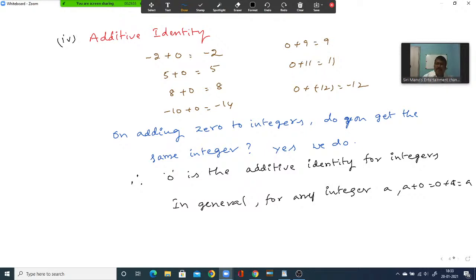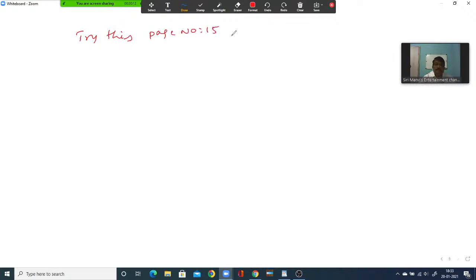Okay? Now I am going to do Try These problems on page number 15 in 7th class mathematics. So now add the following. The first one is 2 plus 0. Second one is 0 plus 3. Third one is 5 plus 0.